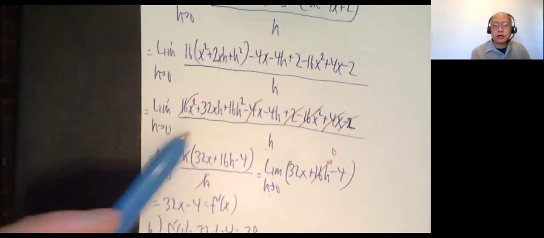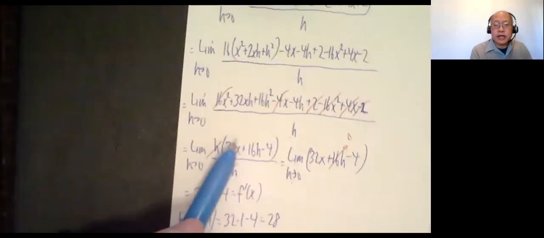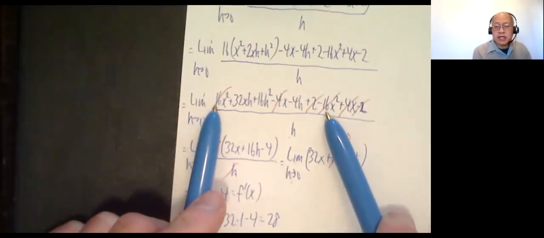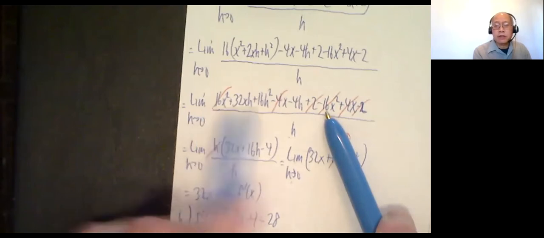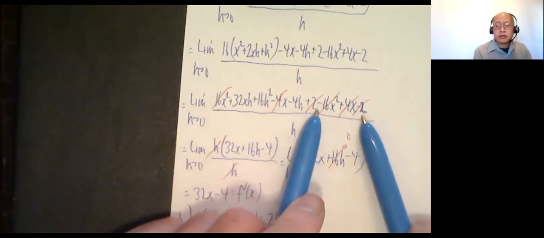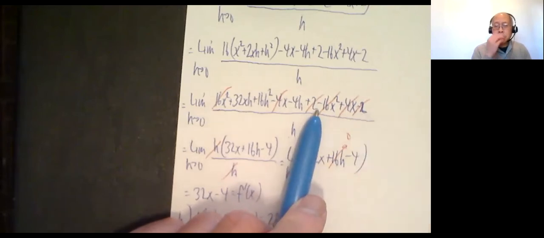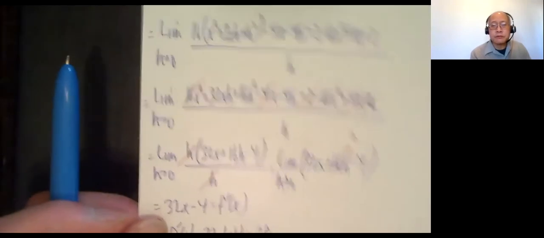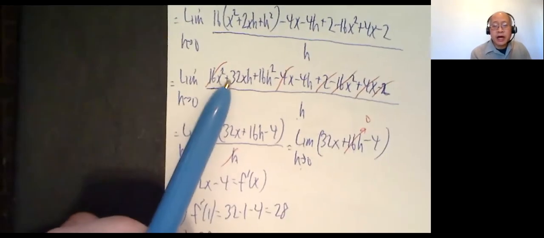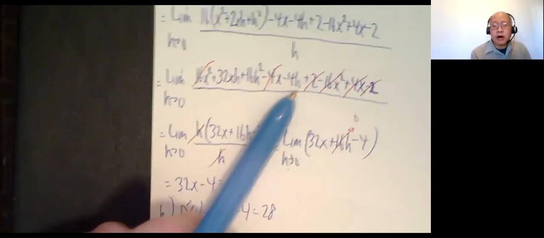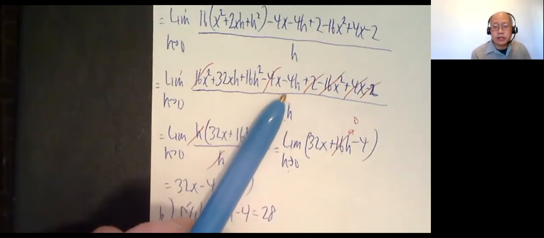Okay, so I have this super long numerator, but fortunately a lot of stuff cancels out. 16x squared minus 16x squared cancels out. Minus 4x plus 4x cancels out. Plus 2 minus 2 cancels out. That's nice. Which now means I have that one, and that one. And notice they all have a common factor of h.